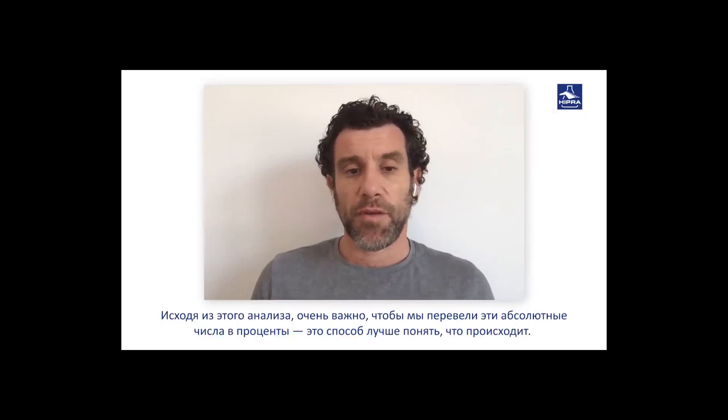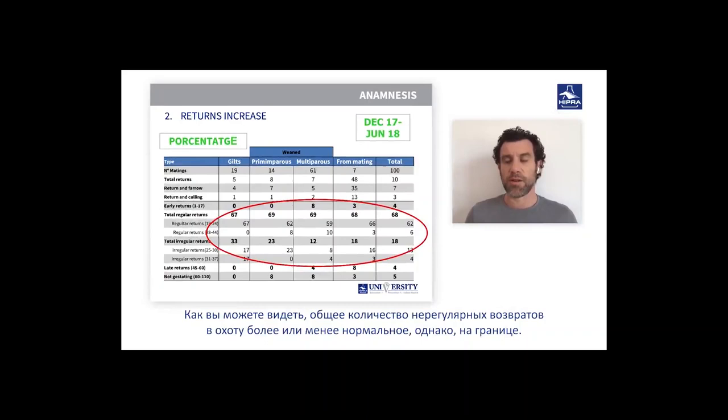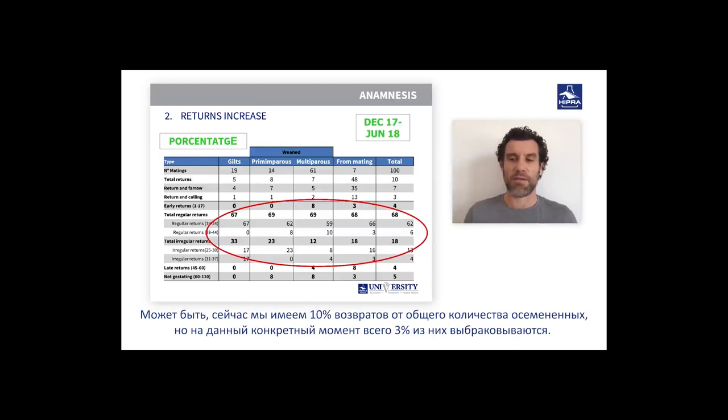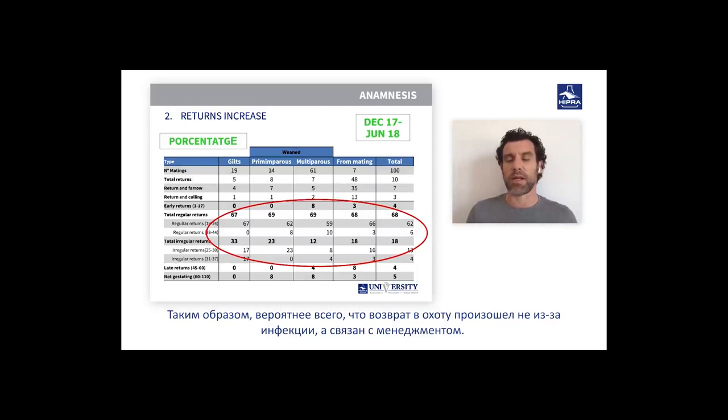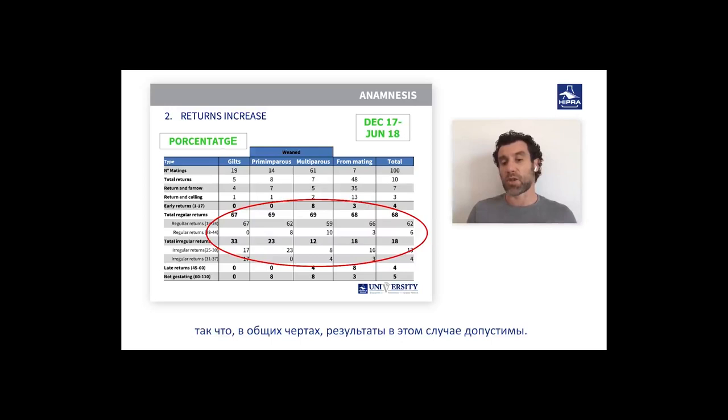Following with that analysis, it's very, very important that we change these absolute numbers to percentages. This is a way to understand better what is happening. And again, as you can see here, the total returns are more or less normal, just on the limit maybe. We have now 10% of total returns, but up to this moment, only 3% of these are returns and culling. The meaning of that is that with high probability, those returns are not due to an infection, but more in relation with management. And as I said before, the relation between regular and irregular is more or less 3 to 1. So the results are more or less good in general terms in that case.